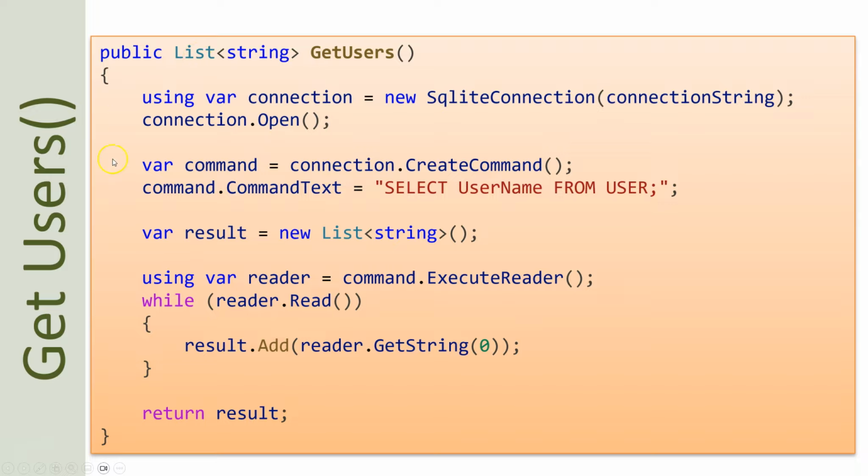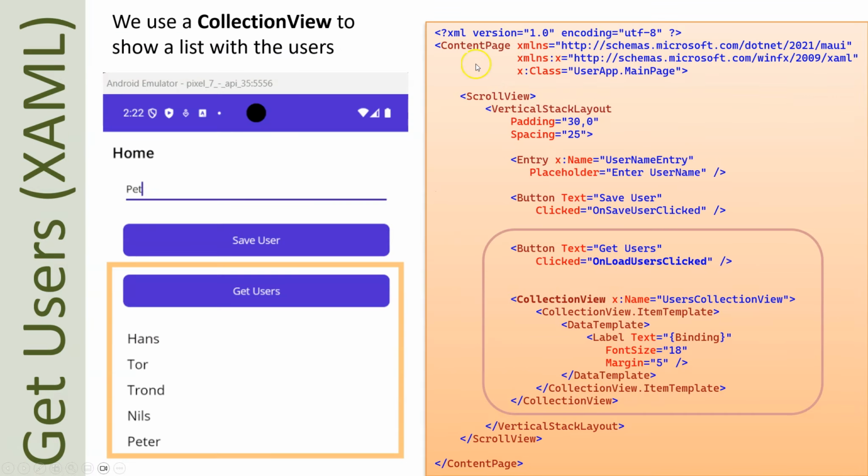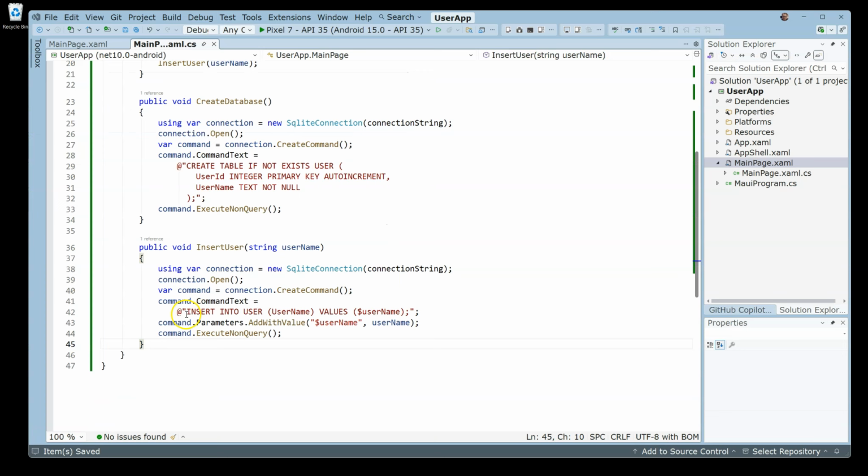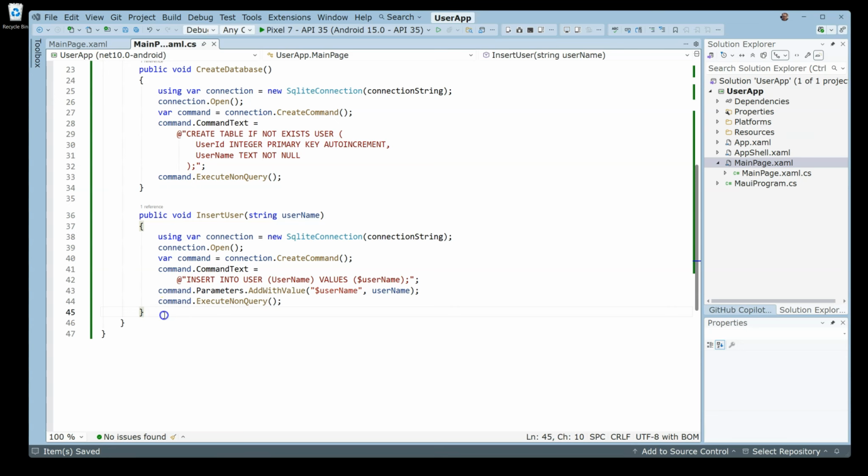list like this. So we will start by creating this getUsers method, and then next we will update the user interface with a new button called getUsers. And then when you click on the getUsers, the list from the database should be presented below the button using a so-called collection view in .NET MAUI. So then let's start to create this getUsers method.